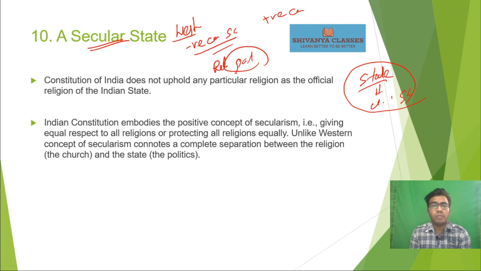Okay. So there are many principles which allow us to become a secular state. We learn this when we read this provision, suppose the right to freedom of religion. So we learn that. Okay.